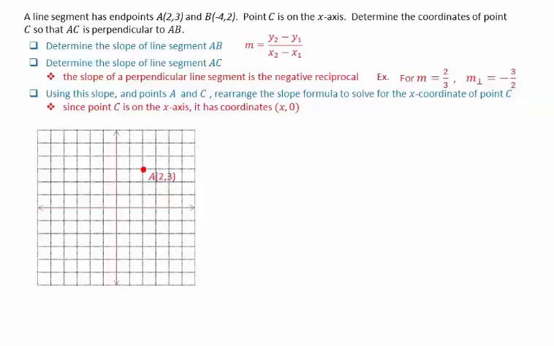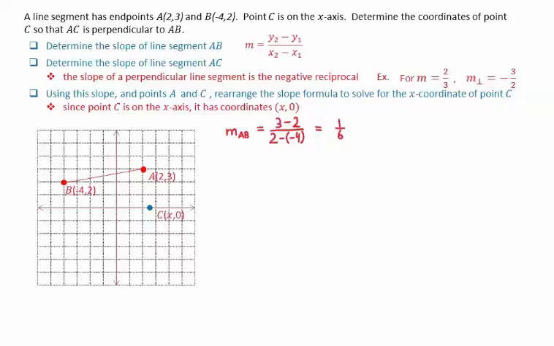Let's first plot the points. Point A at (2, 3), and point B at (-4, 2). We have to first figure out the slope of line segment AB. This is going to be the change in the y-coordinates, 3 minus 2, divided by the change in the x-coordinates, 2 minus -4. This gives a slope for AB of 1/6.